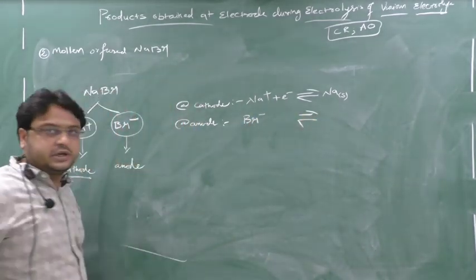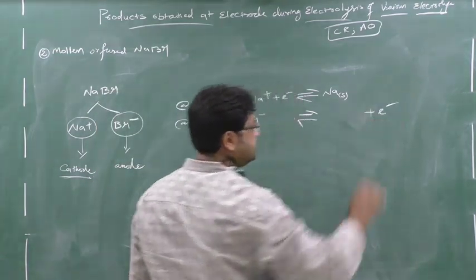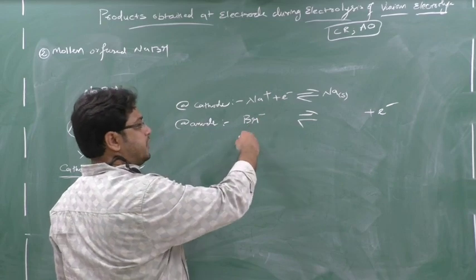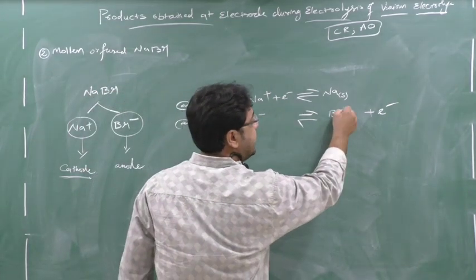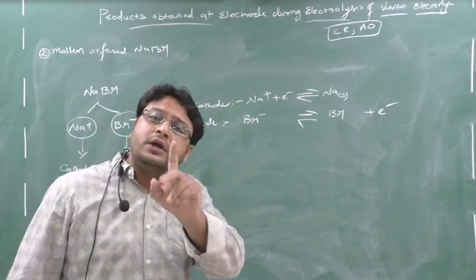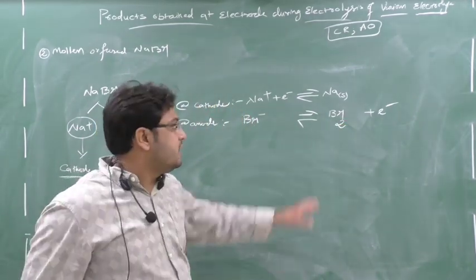And at anode what occurs? At anode oxidation occurs, and oxidation means loss of electron. So this Br minus, this minus means gaining of electron, so this gained electron I have removed. So what will it form? It will form Br. But you know, fluorine, chlorine, bromine, iodine, they are diatomic molecules. So they will form as Br2, and all are gases there except iodine.